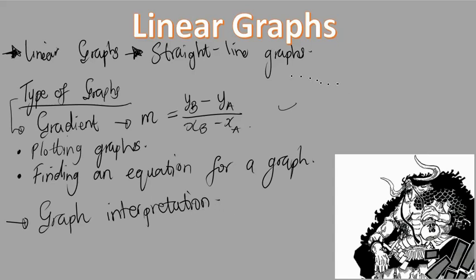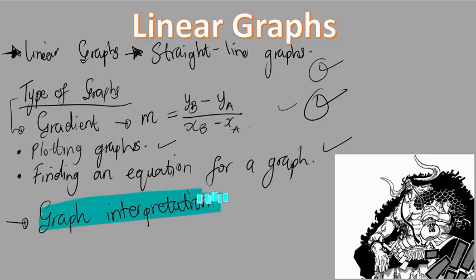So we are saying we have what? You first need to know about the gradient of a graph. That will help you know the type of graph that you have. You need to know about plotting a graph. You need to know about finding an equation for a plotted graph. And then you will get to the part of graph interpretation. We might not cover graph interpretation in this video. I would like to do this as a combination of different graphs. So I hope we are sorted on that one.